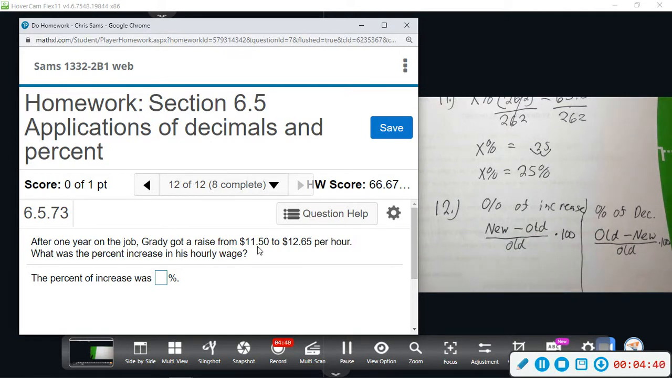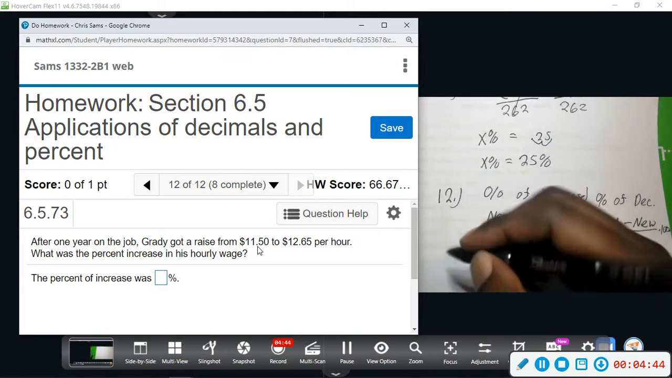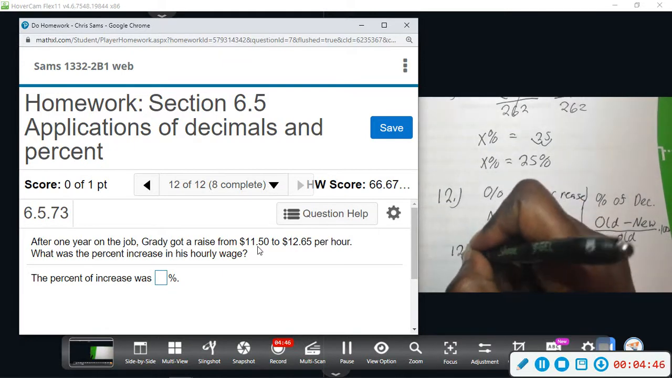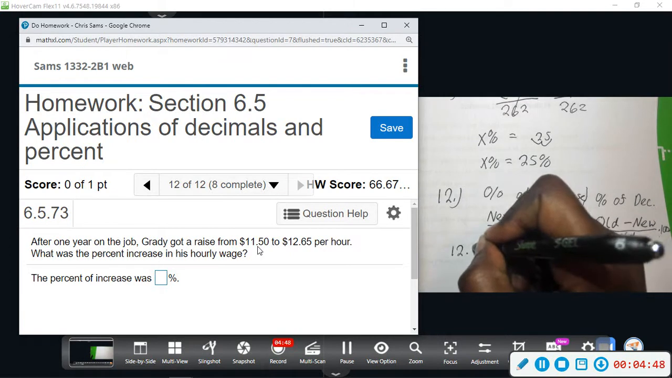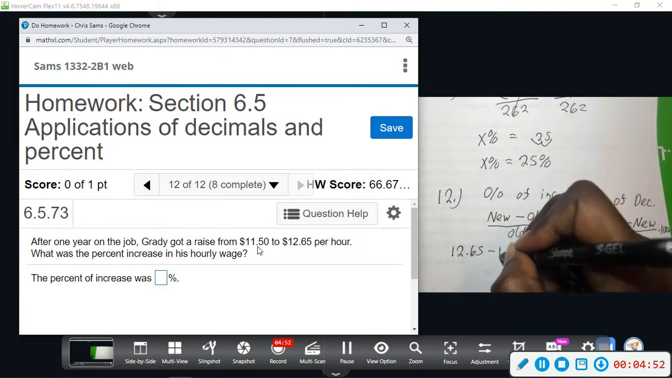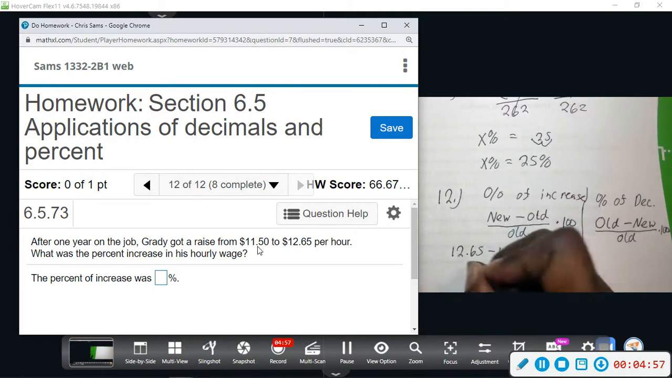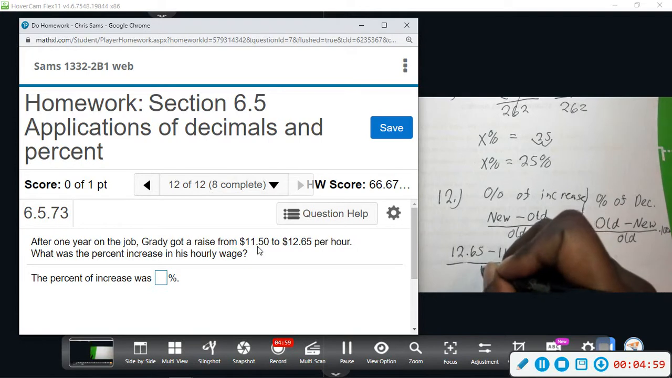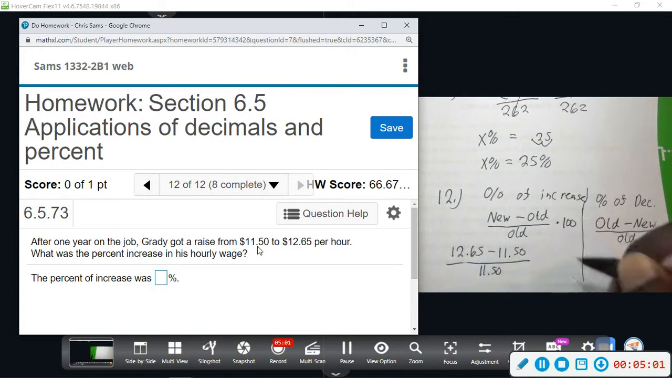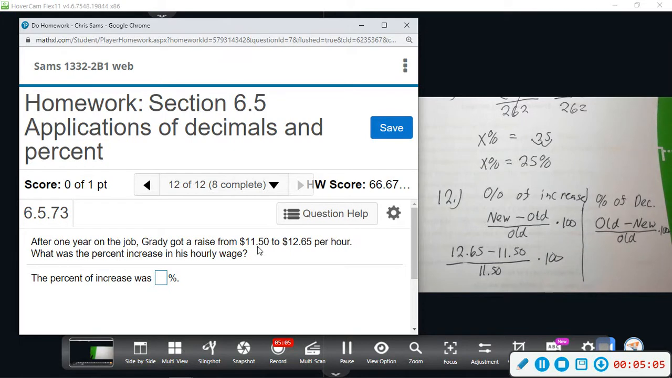In this case, we increased from $12 to $12.65. Our original amount was $11.50. It's a good little raise, and we would divide by $11.50 and then times 100. Alright, so this will give us our percent of increase.